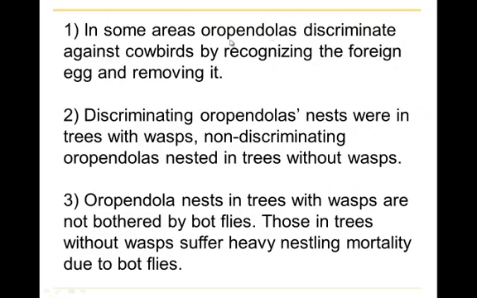Now, in some areas, oropendulas discriminate against cowbirds by recognizing the foreign egg. In other words, a cowbird will come and lay an egg in the oropendula nest. The oropendula will look at it and go, that egg isn't right, and it will push it out. And it turns out that upon study, those oropendulas that discriminate against cowbirds were in trees with wasps. Those oropendulas that did not discriminate against cowbirds and allowed the cowbird egg to stay in there nested in trees without wasps. This is an interesting dichotomy, an interesting fork in the road of the behavior of oropendulas.